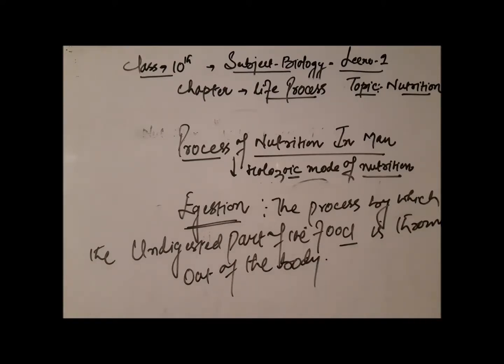So these were the processes of nutrition in man that take place inside the body of humans as well as other multicellular organisms and unicellular organisms as well. So we say the process of nutrition in man concerns five major steps: number one is ingestion, number two is digestion, number three is absorption, number four is assimilation, and number five is egestion.